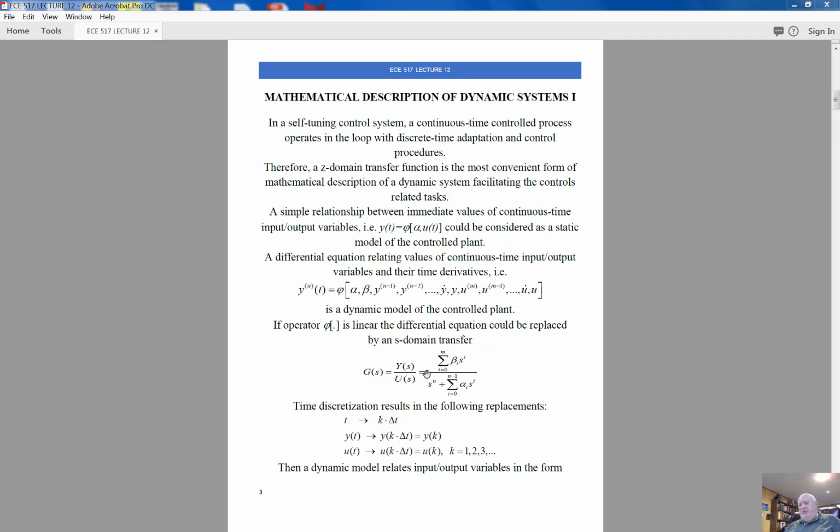However, if we switch to discrete time, then continuous time will be represented as the integer k, the discrete time index, times the time step. Instead of the output of the system y, we will have the output defined as a function of k, where k is the discrete time index, and the input will be defined as u of k. And of course, this is possible only because the time step that we use is constant.